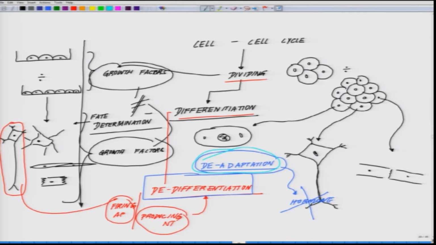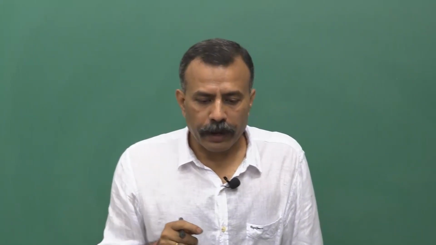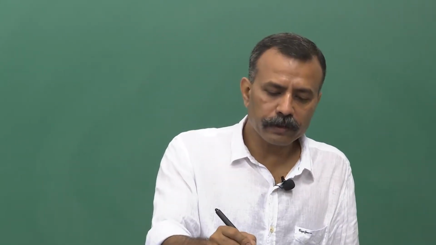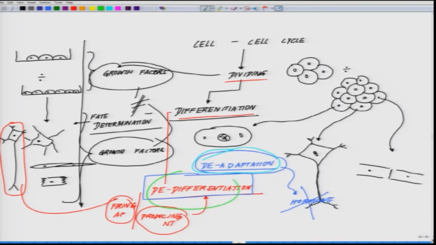So, these words are very, very important, that we understand: is it a de-differentiated cell? We will come to that later when we deal with these things more and more. Or is it de-adapted? Could this de-adaptation be rectified? Could we rectify the de-adaptation?